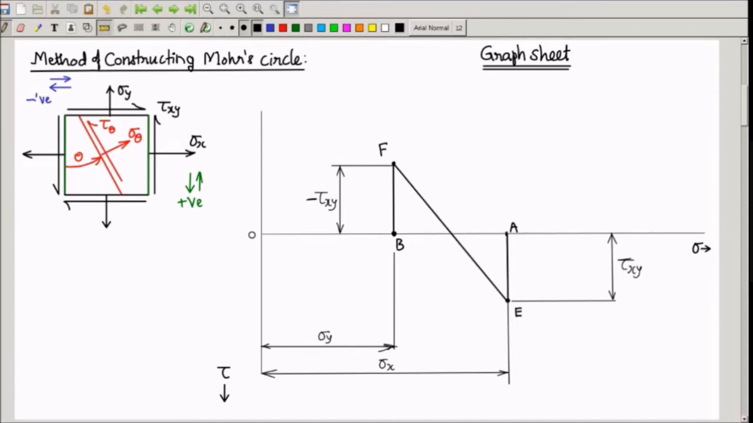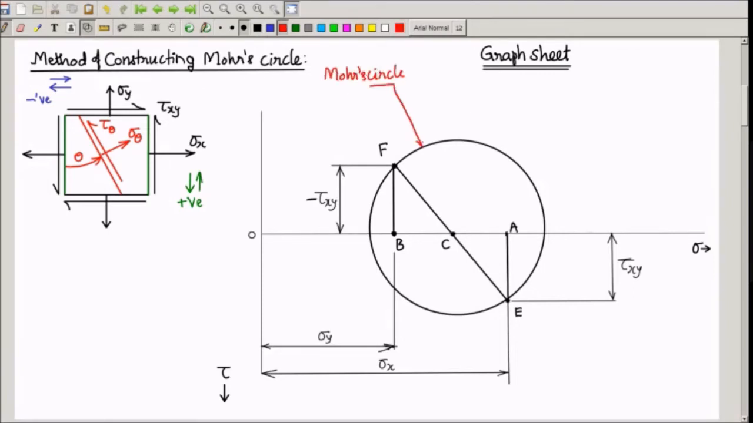I am joining points E and F like this. And this line FE is intersecting the x-axis at a point like this. I am calling it as point C. Now you have to take a compass, and with C as center and CE or CF as radius, you have to draw a circle, and that is called as Mohr circle. I am drawing that circle now. This is called Mohr circle.